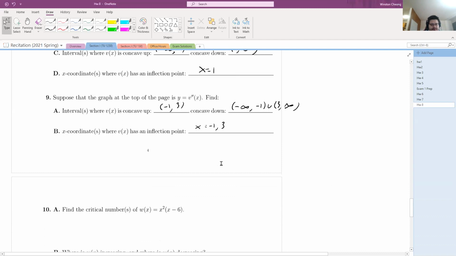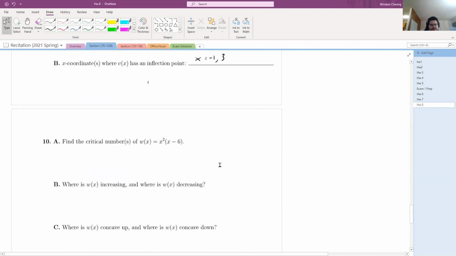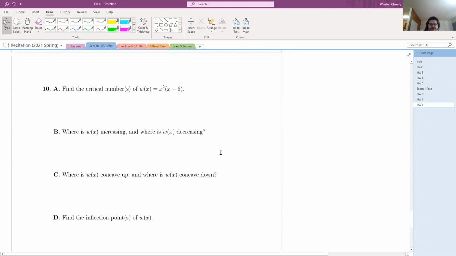So that's it for this page. And then this last problem, wow, today's going to be short. So this last problem is pretty much going through the process of something called curve sketching. I think usually this type of problem shows up on the exam. So the process of curve sketching is just sort of something that you need to do.